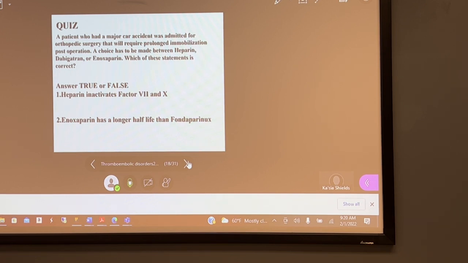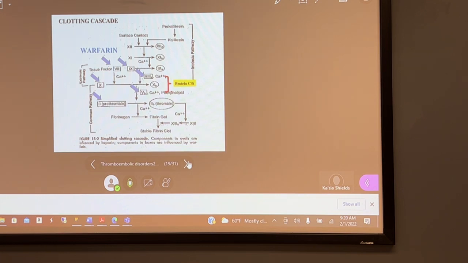Okay, so does heparin inactivate factors 7 and 10? No. 10 is correct, right? Yes. But not 7. Very good. Enoxaparin has a longer half-life than fondaparinux. False. Very good.